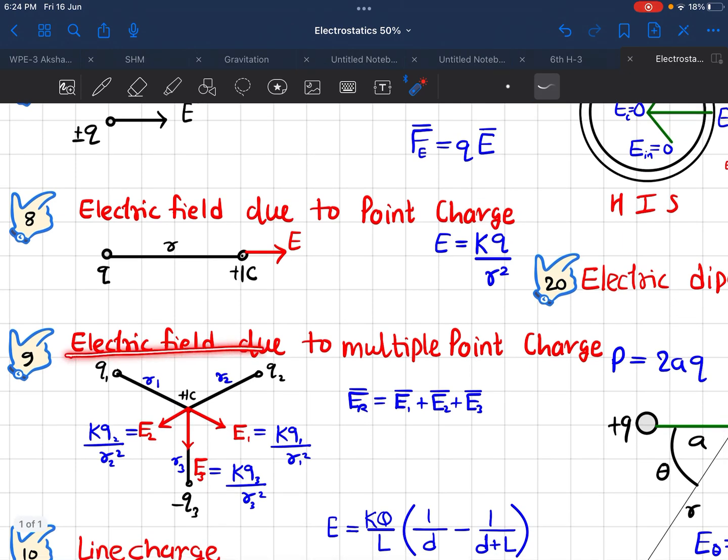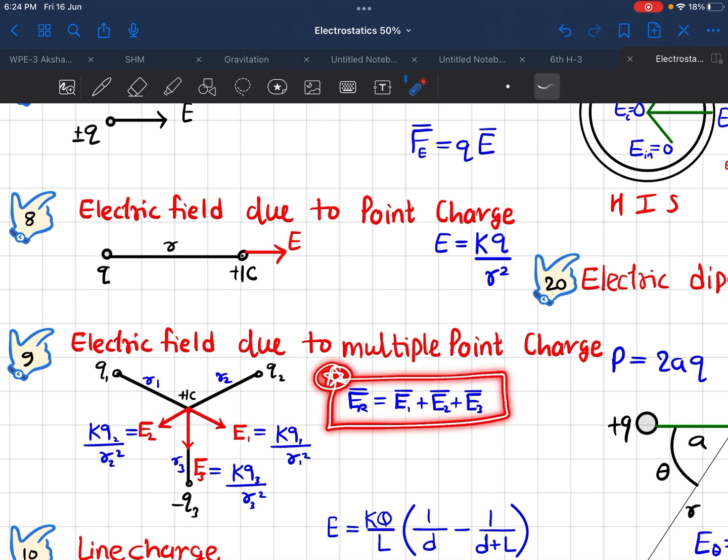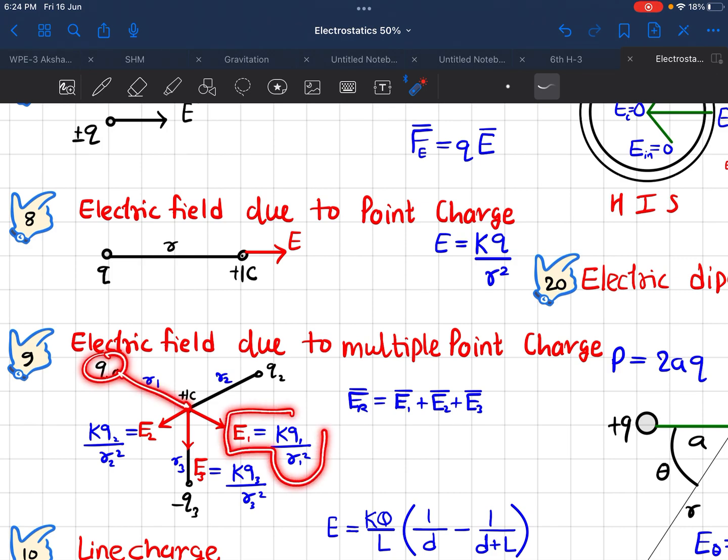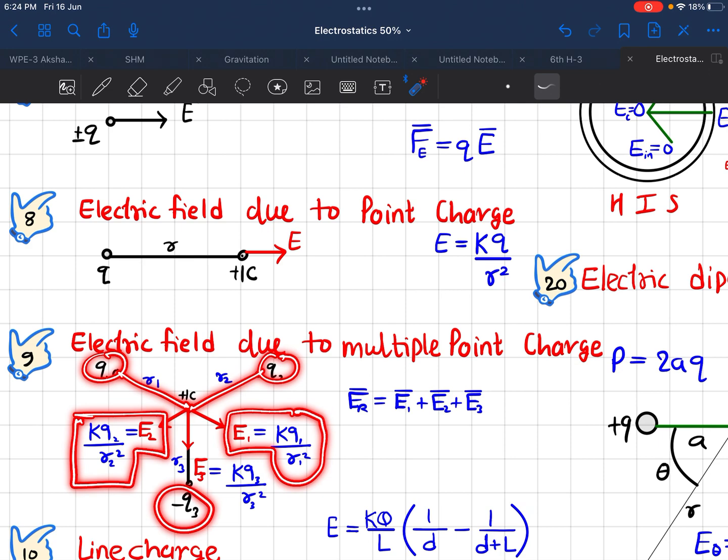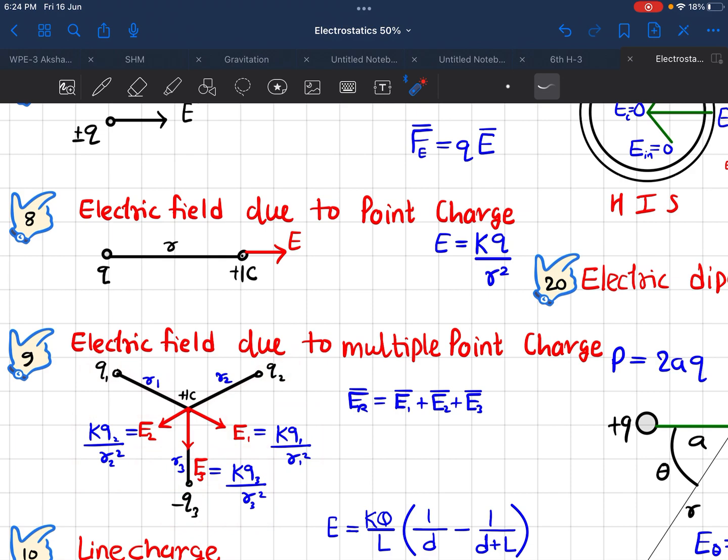What is the electric field due to multiple point charges? The electric field due to multiple point charges can be obtained by adding individual electric fields vectorially. So the electric field of q1 at a distance r1 will be E1 equal to kq1 by r1 square. Electric field of q2 at a distance r2 will be E2 equal to kq2 by r2 square. Electric field of q3 at a distance r3 will be kq3 by r3 square. And if we add all three electric fields vectorially, then we will have the resultant electric field at the given point.